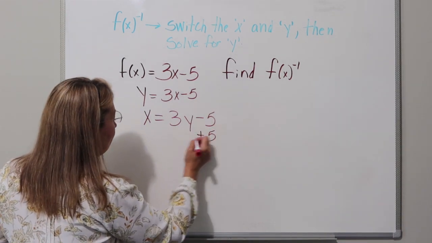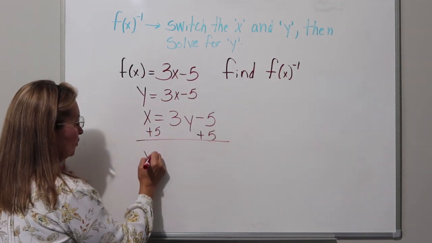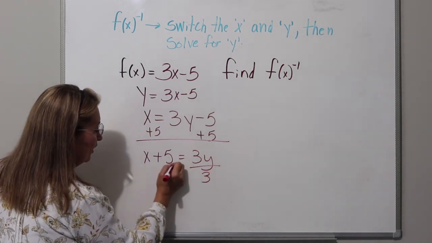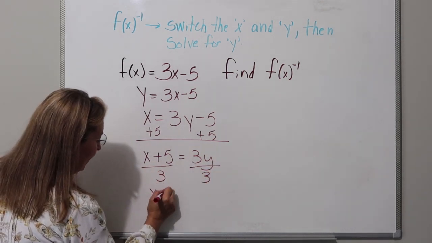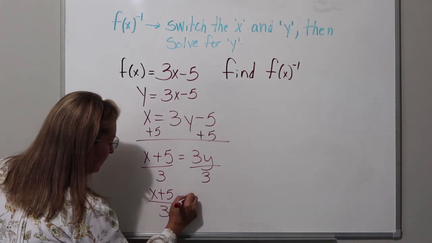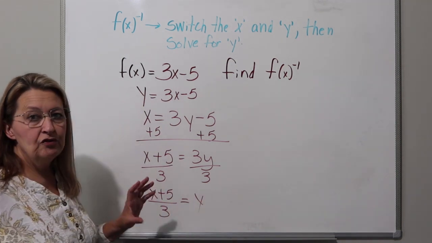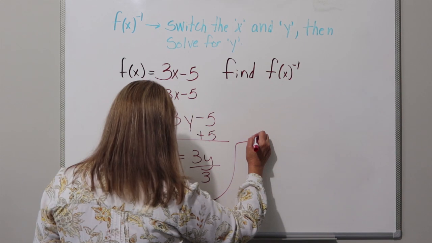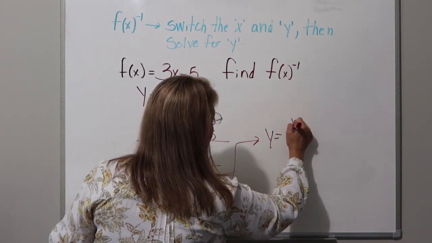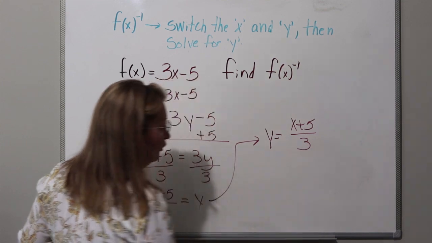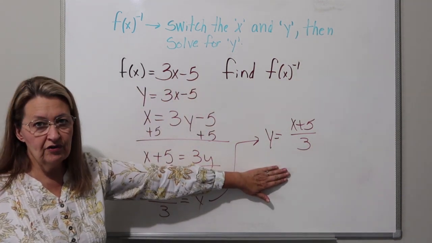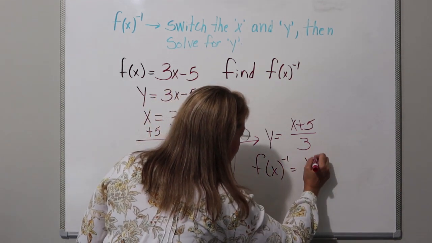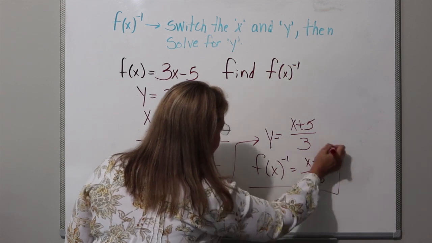We're going to add 5 to each side. So now we have x plus 5 is equal to 3y. Then we're going to divide both sides by 3. So now I have x plus 5 over 3 is equal to y. Now you do want to reflect this over the equal sign and put it into standard form so that you have y is equal to x plus 5 over 3. Okay, this is your inverse function, and you could write it f of x to the negative 1 is equal to x plus 5 over 3.